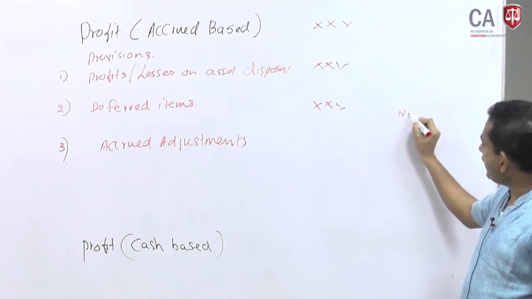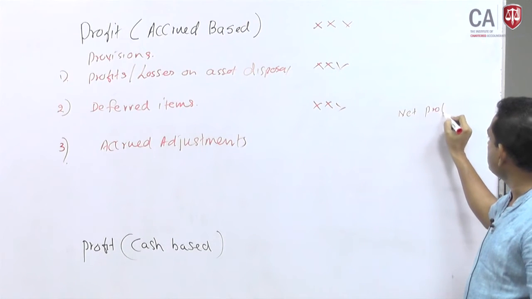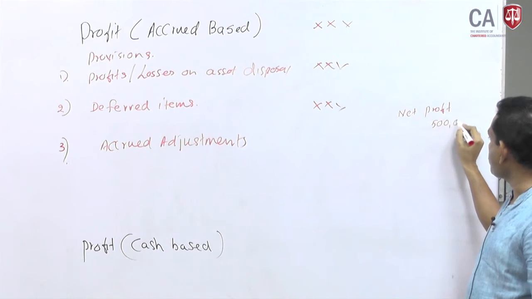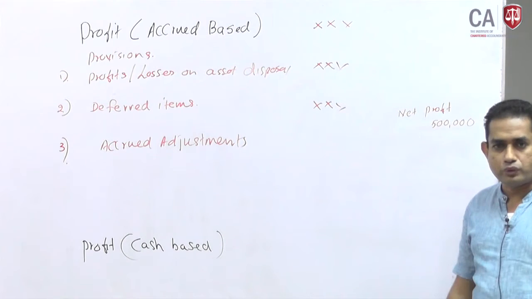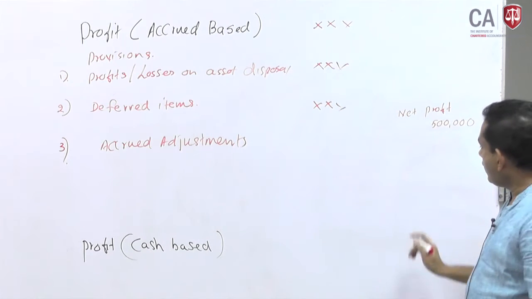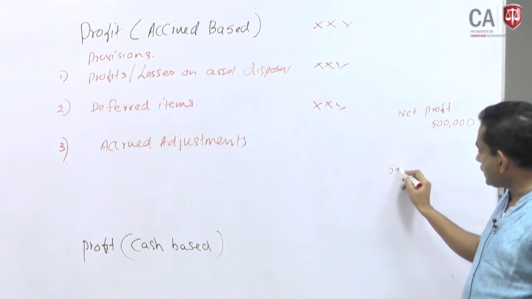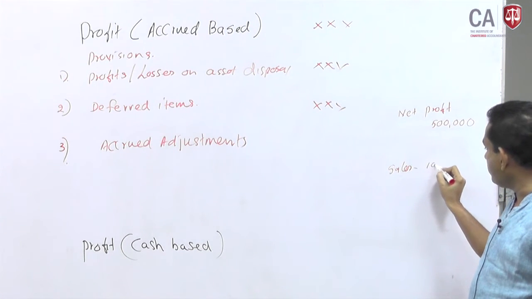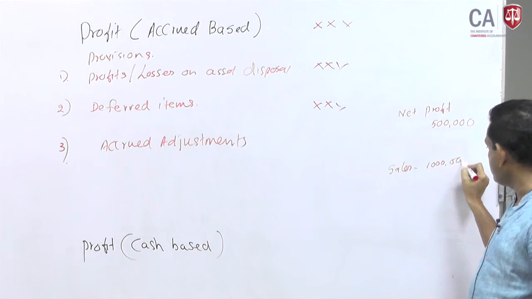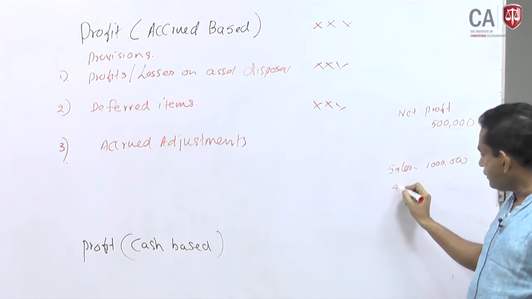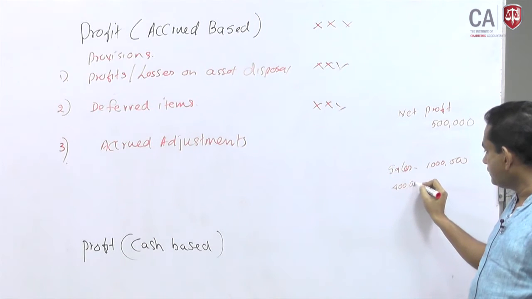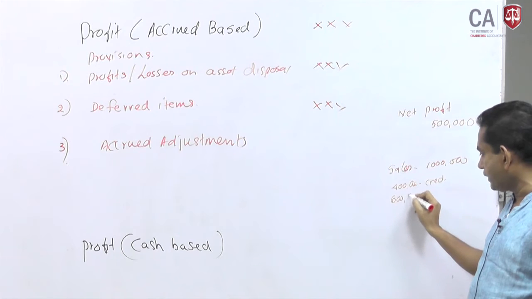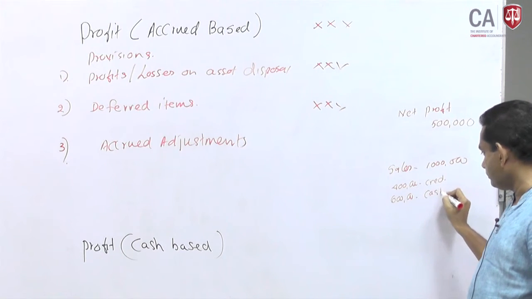Now say we have a net profit figure of 500,000, net profit after tax 500,000, and our sales figure is altogether 1 million, out of which 400,000 is credit sales and the balance 600,000 is cash sales, cash.